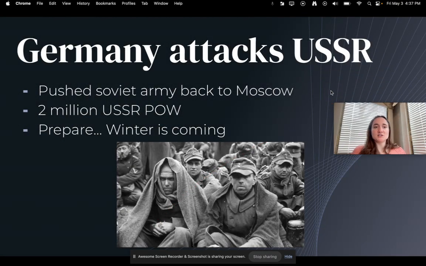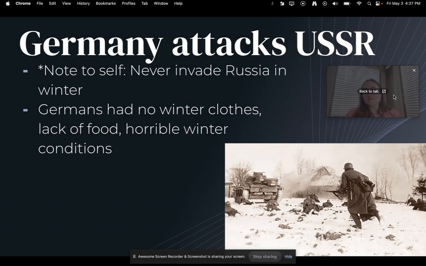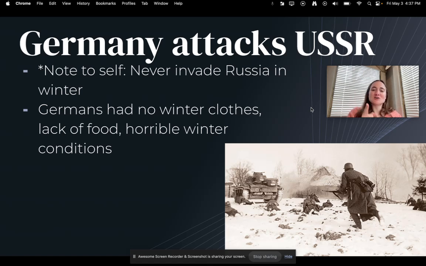Germany actually was very successful in its invasion of Russia, so much so that they pushed the Soviet army back into Moscow, which is the capital or the major city. 2 million Russian prisoners of war then come under Germany's custody. But Germany has one weakness, and that is the winter. So, note to self, never invade Russia in the winter. The Germans have no winter clothes, lack of food, and it's just an awful winter that year.